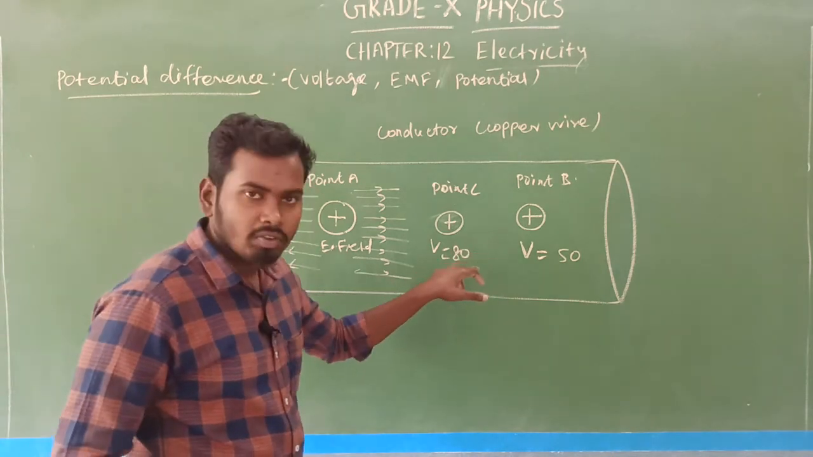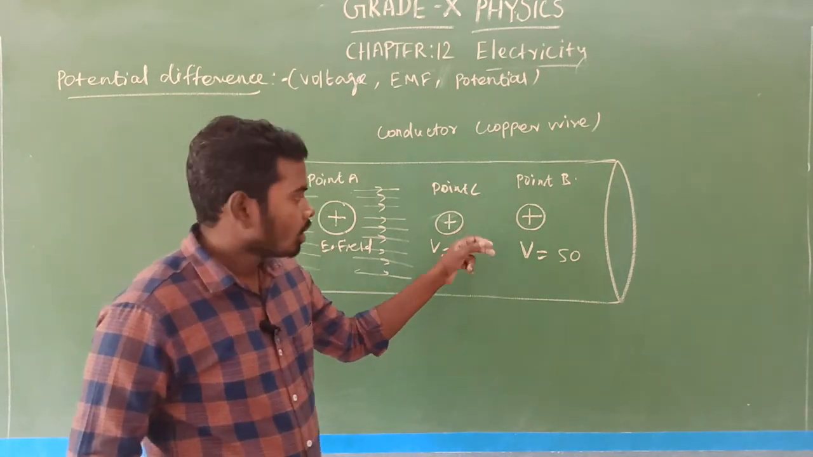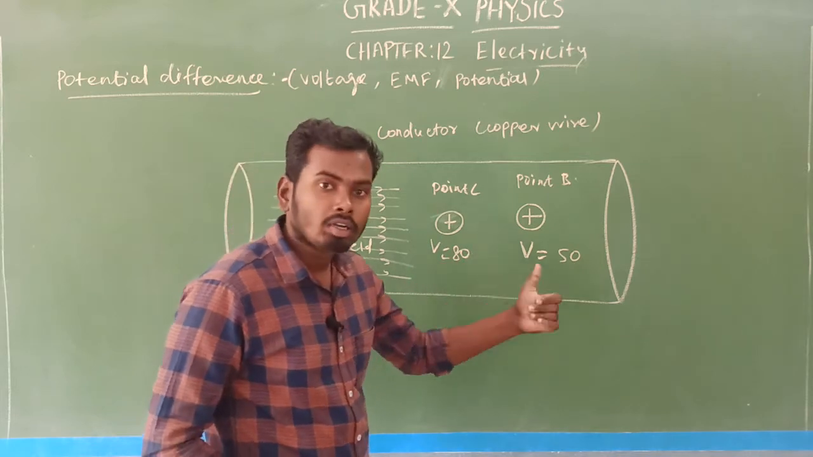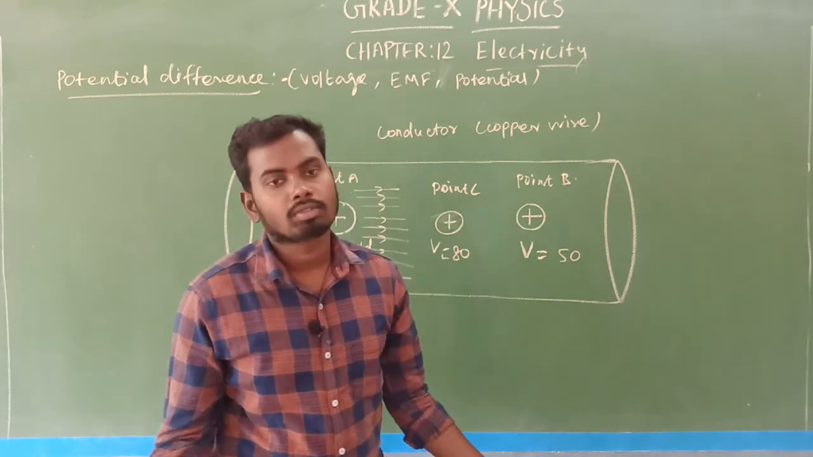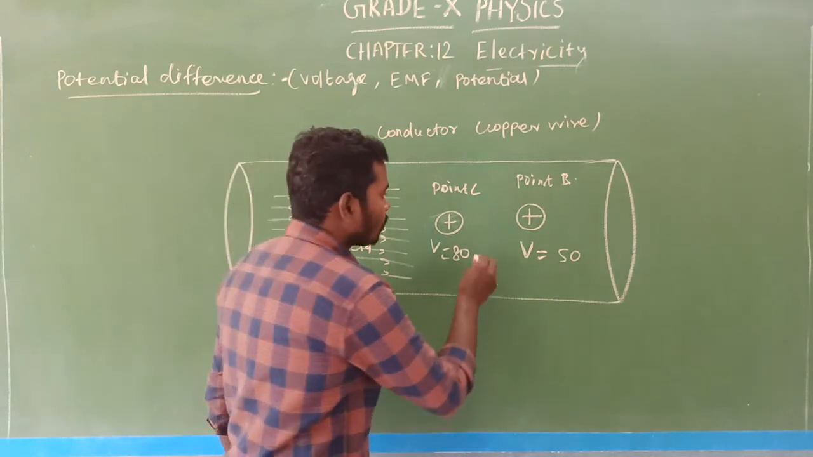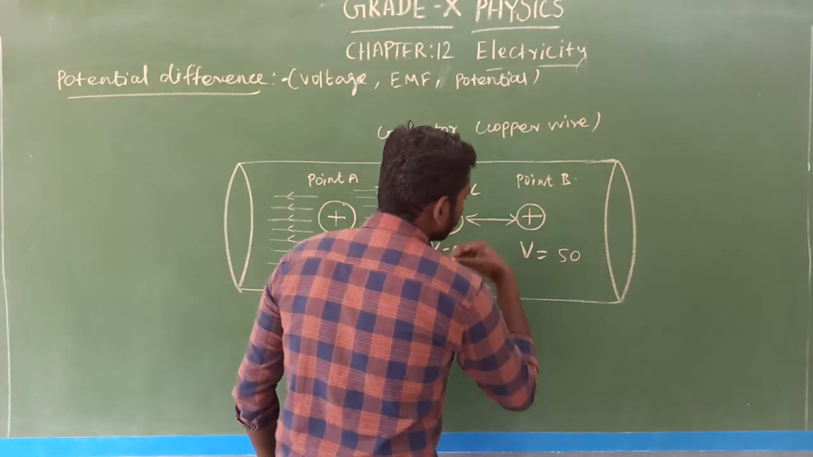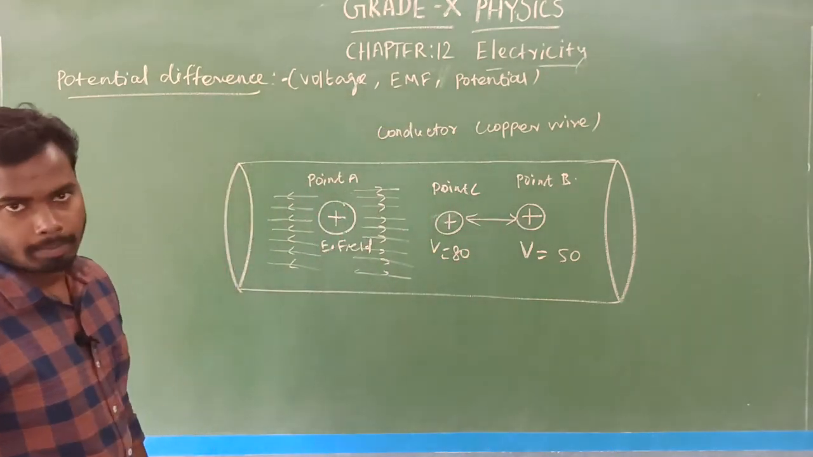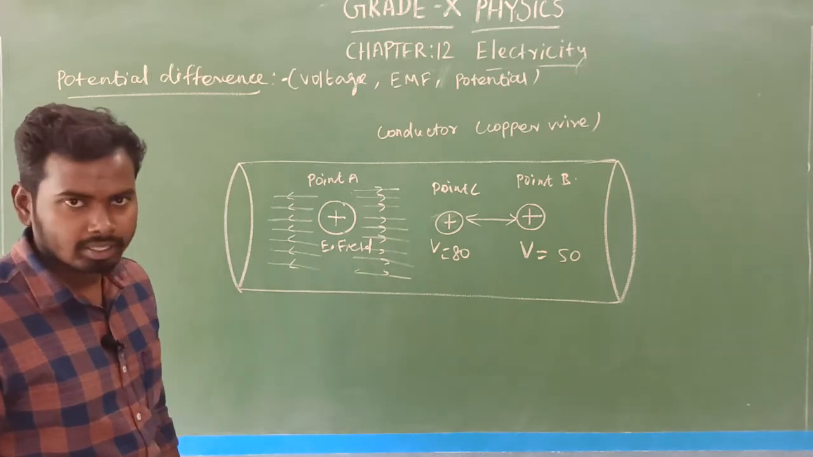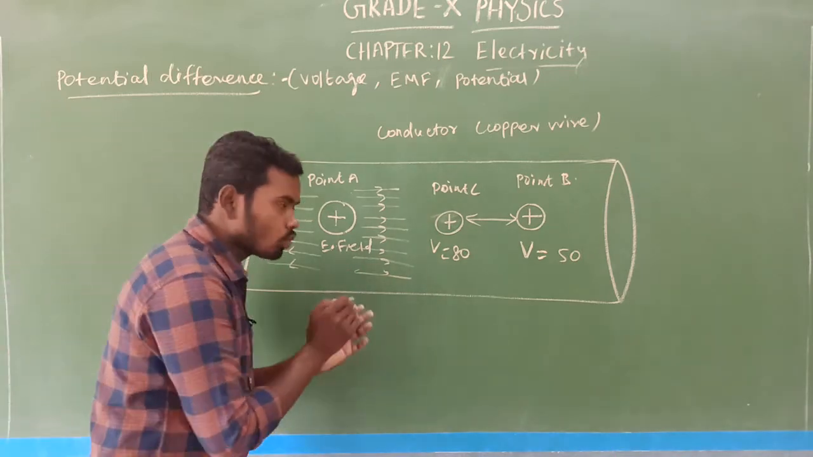So here the potential difference between the two charges is 30, so 30 joule of work is done. That's all. Okay. Here the potential difference is 30. Is it clear? Yes. So what is the conclusion, sir, here?